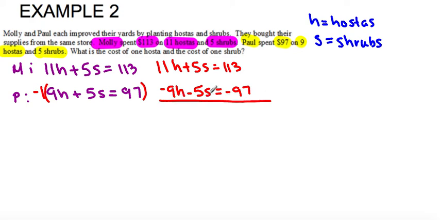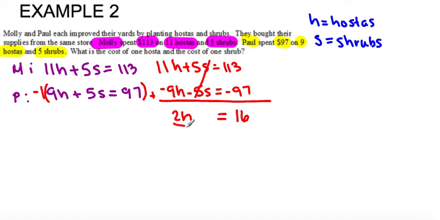Alright, so now we can add the two equations together. We have 11H minus 9H is 2H. And then 5S minus 5S eliminates. So then we have 113 minus 97, which is 16.